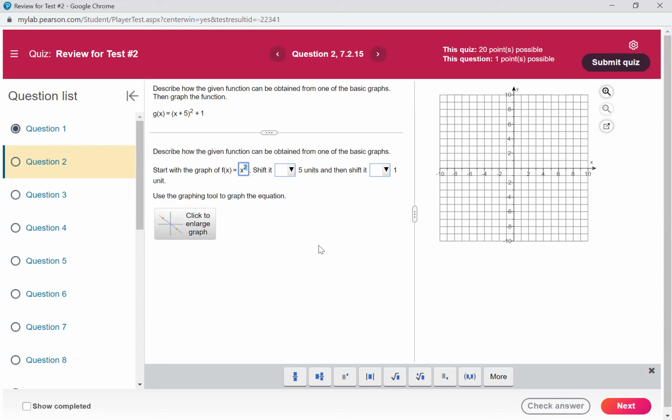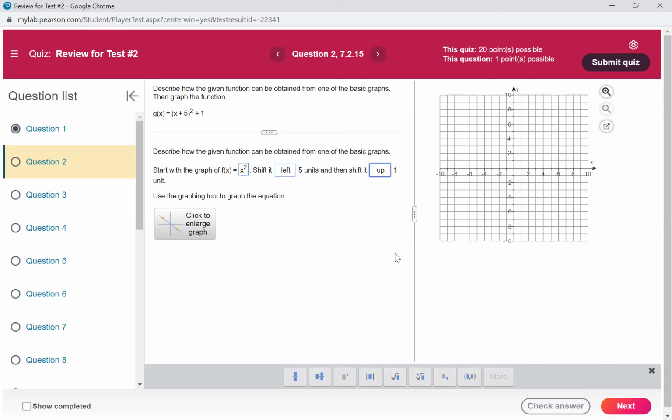So then we look at it says shifted blank 5 units. So the 5 is inside the parentheses. When the number's inside the parentheses, it's going to go left or right. Since this one's adding 5, it actually goes left 5 units. So remember, inside the parentheses is sort of opposite what you would think. But this is definitely going to go left 5 units. And then the +1 at the end, if you add, you go up. If you subtract, you go down. So since that's being added at the end, this is going to shift my graph up 1 unit.